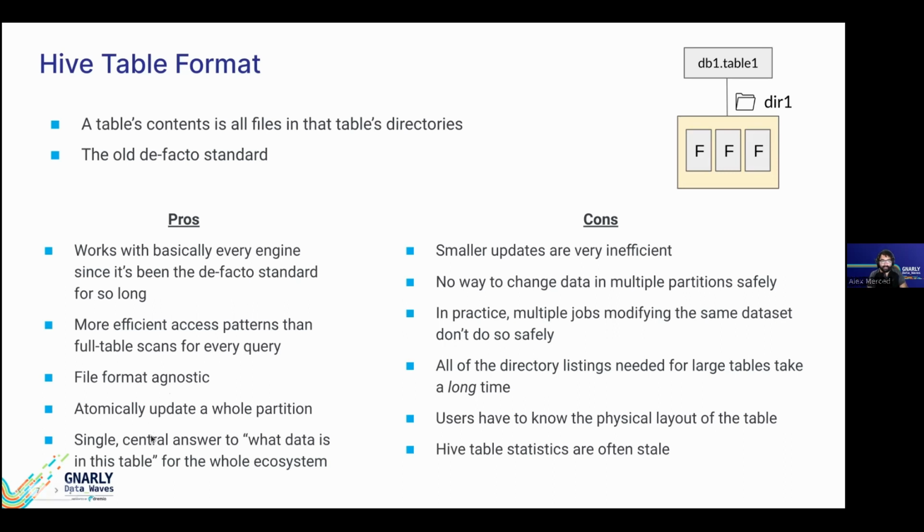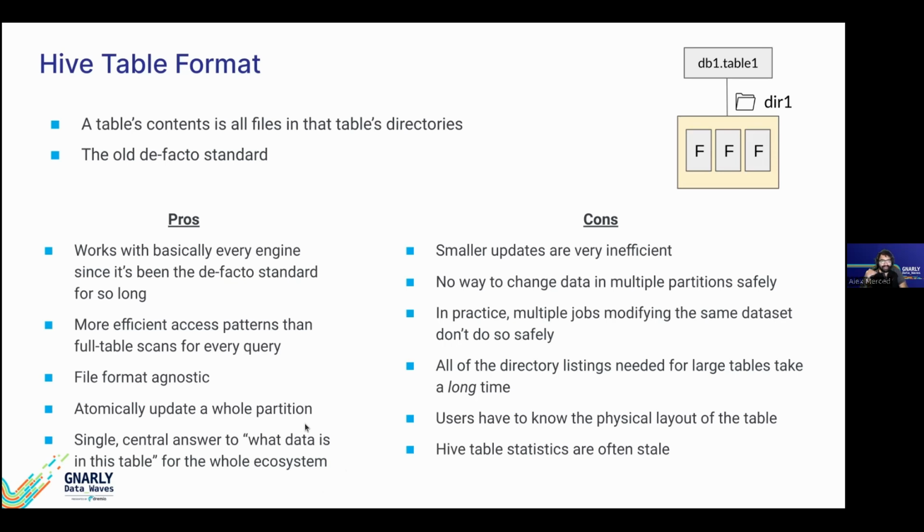You could atomically update a whole partition, because at the end of the day, what's tracked in the metastore is the directory. So I could rewrite a partition to a separate directory and then just swap out the reference to that directory in the metastore. So I could atomically update a whole partition because we're swapping out those directories in the metastore. And at the end of the day, it achieved its main goal, which was creating a consistent answer to what is the table. But you still had a lot of problems.